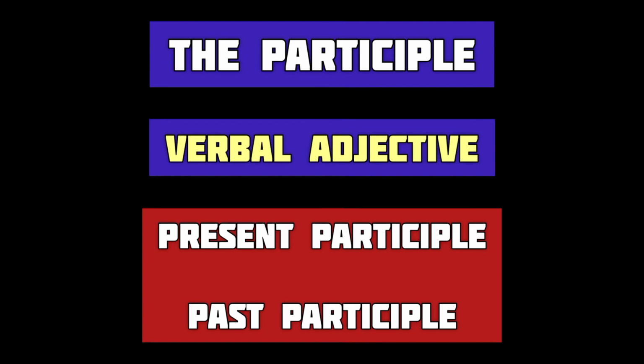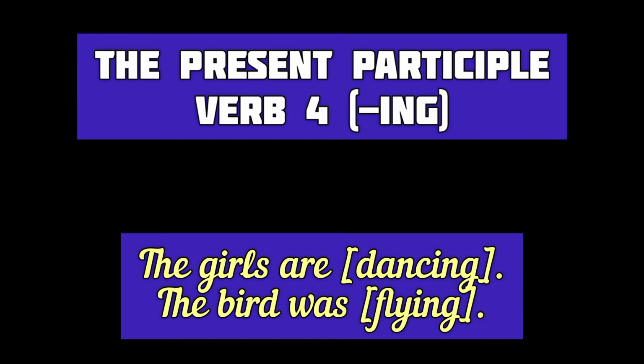And finally, viewers, participles are also a type of non-finite verbs. There are two types of participles, the present participle and the past participle. Participles are verbal adjectives. They are made from verbs but used both as a verb and as an adjective. The present participle is made from the ing or fourth form of the verb. For example, the girls are dancing.